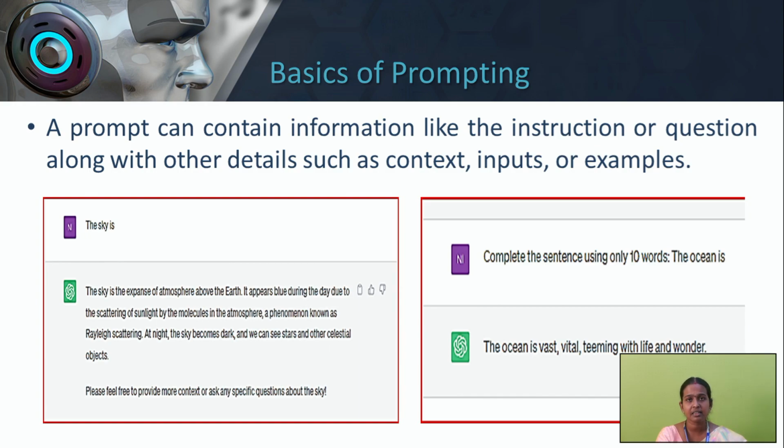It is giving me the answer relevant to the question I have provided. The next question I have provided is: complete the sentence using only 10 words. The ocean is... Depending on the question, I have also instructed it to provide the output using only 10 words. Accordingly, it is providing me with the output: it is vast, vital, teeming with life and wonder. So depending on the question, it is providing me with the output.